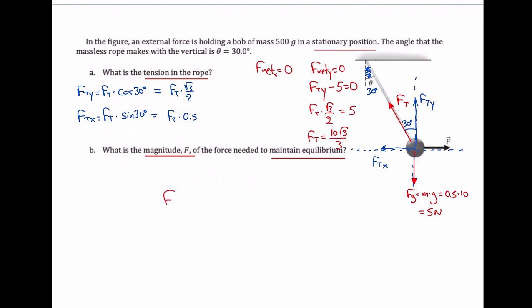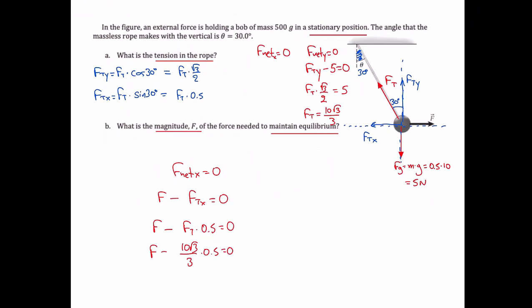And if we need to find the value of the force F, now we'll work on the x-axis. So we'll say that the F net on the x-axis is equal to 0. This means that the unknown force F minus the force of tension X is equal to 0. So unknown force minus force of tension times 0.5 equals 0. Force minus 10 root of 3 over 3 times 0.5 is equal to 0. And this means that the force is equal to 5 root of 3 over 3 Newton.